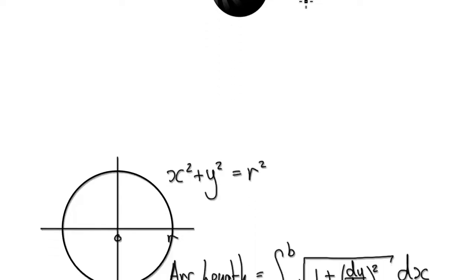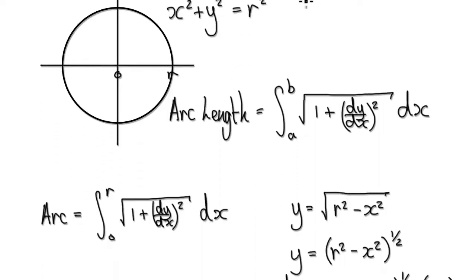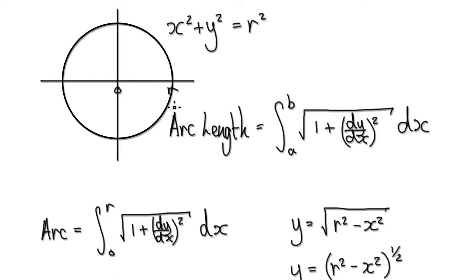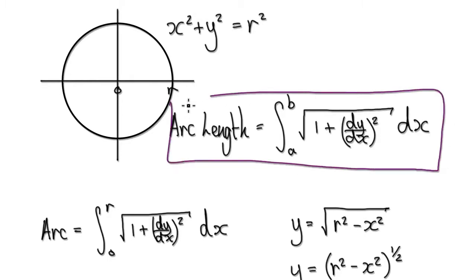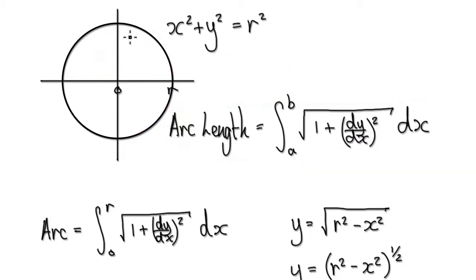In this video, we're going to use the arc-length formula to confirm that the circumference of a circle is indeed 2 pi r. So we are going to work out a quarter of a circle. So our arc is a quarter of a circle. Right at the end, we can multiply by 4.